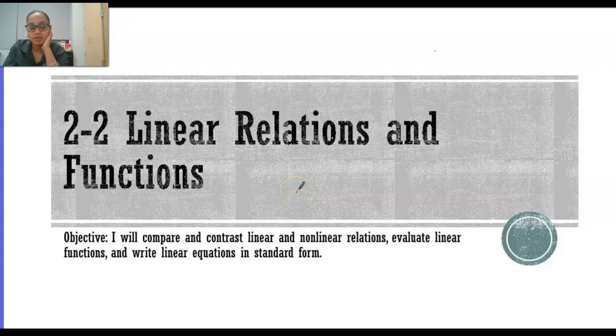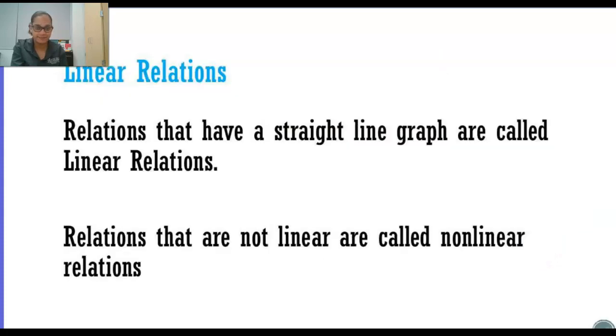Hi guys, today we're going to work on section 2-2, linear relations and functions. What we're going to do is compare and contrast linear and non-linear relations, evaluate their functions, and write some linear equations in standard form. Let's get started.